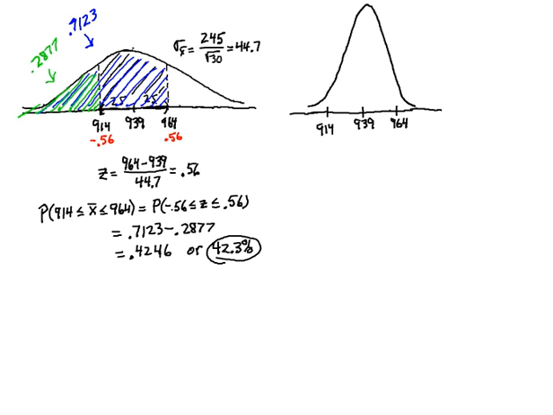Another way I could look at that is that if I would take all of the random samples of size 30 that I could take and calculate the averages on each one of those samples, 42.3% of those X-bar averages would be within $25 of the $939.